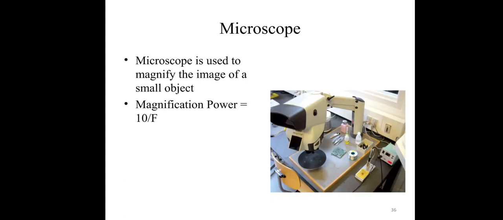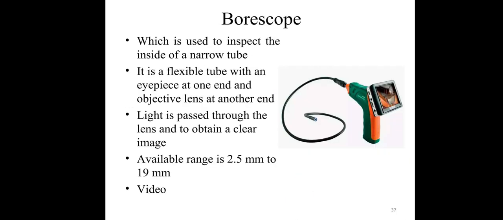Microscope. A microscope is used to magnify the image of a smaller object. Magnification power is equal to 10 by focal length. Borescope, which is used to inspect the inside of a narrow tube. It is a flexible tube with an eyepiece at one end and an objective lens at the other end. Light is passed through the lens to obtain a clear image. Available range is 2.5 mm to 19 mm video coverage.